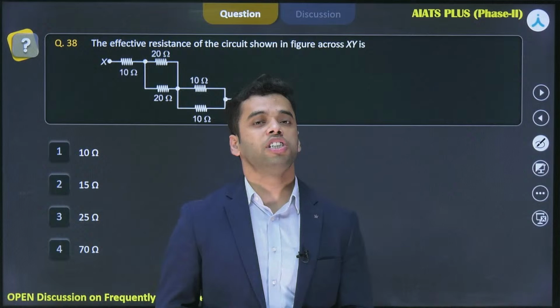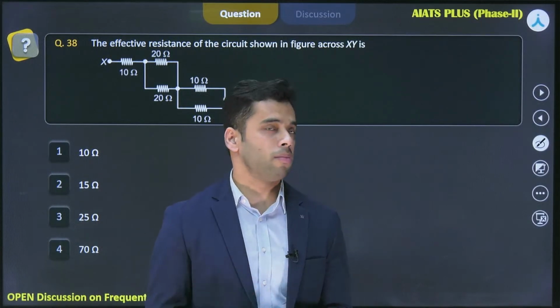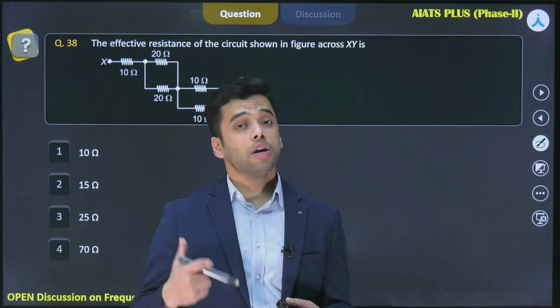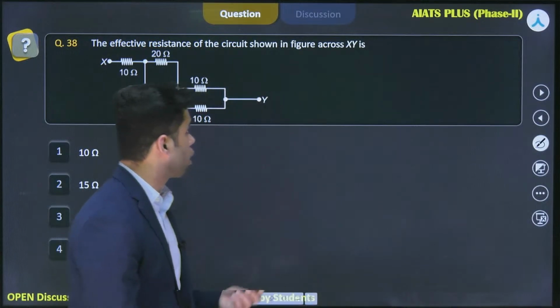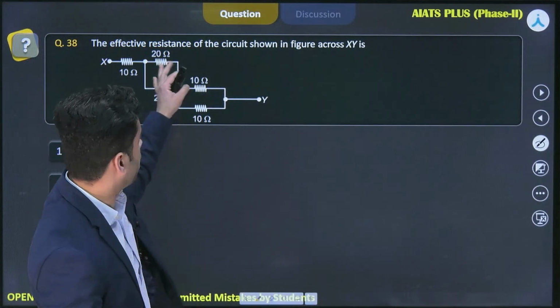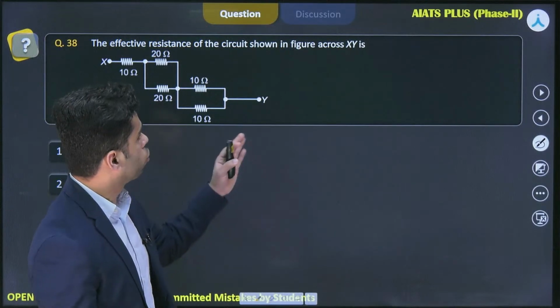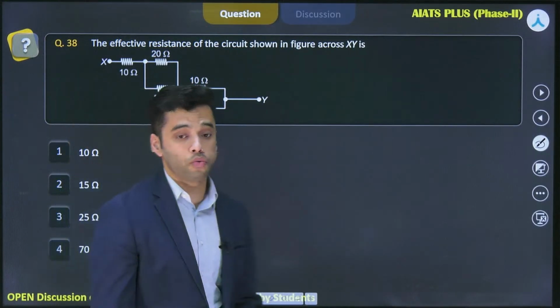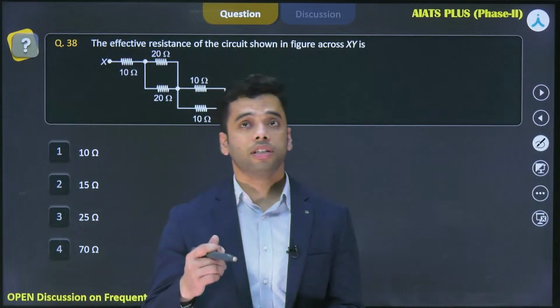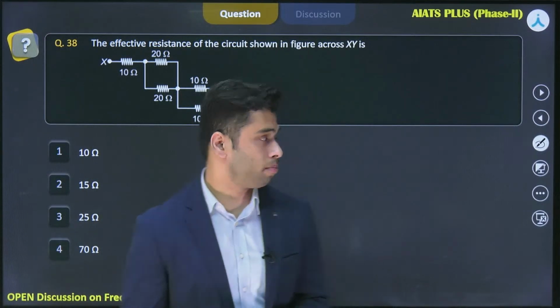Again, a problem based on the chapter of current electricity, and in this problem, they are asking you to find the equivalent resistance across XY. The problem says that the effective resistance of the circuit shown in the figure across XY is. So you need to find the effective resistance across the points XY, right?